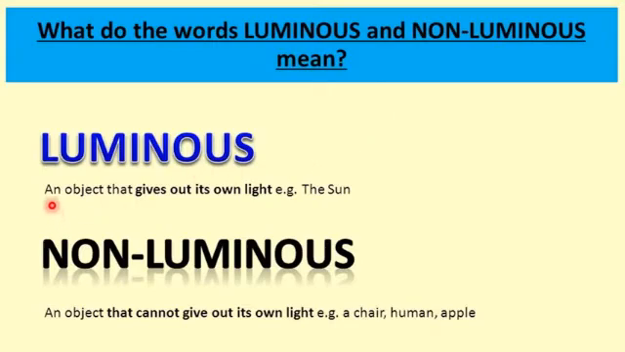Luminous, an object that gives out its own light, for example, the sun. And non-luminous, an object that cannot give out its own light, for example, a chair, human, apple. So luminous means the object that gives out its own light, and non-luminous means the object which cannot give its own light, like a chair, human, apple, and the things around you.